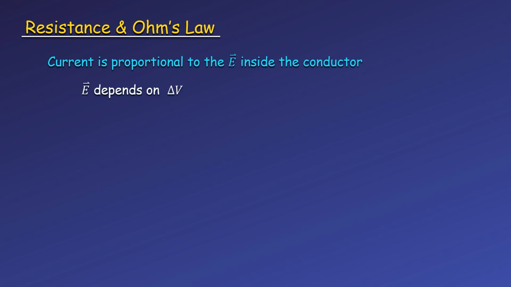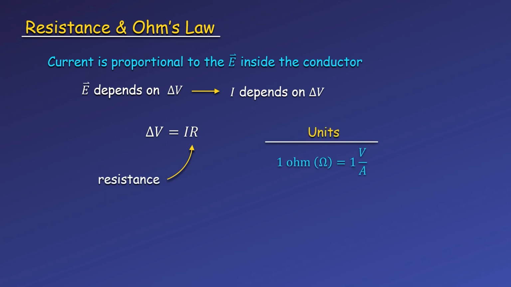The electric field depends on the potential gradient, or potential difference. Therefore, the current will also depend on this potential difference. This means we can write the potential difference as equal to the current times a proportionality constant we'll call capital R. We call this capital R the resistance. We measure the resistance in units of ohms, which we'll abbreviate with a capital Greek omega. 1 ohm is equal to 1 volt per amp, which we can see by rearranging our formula.